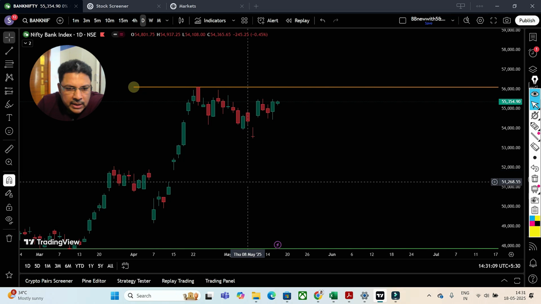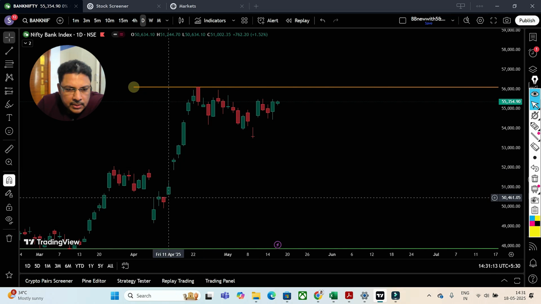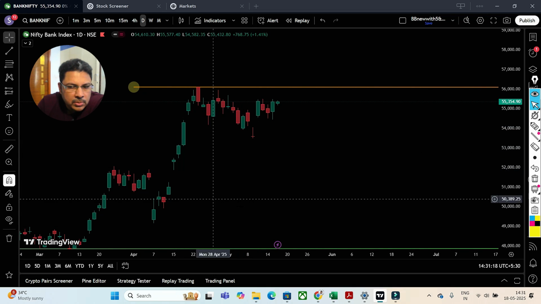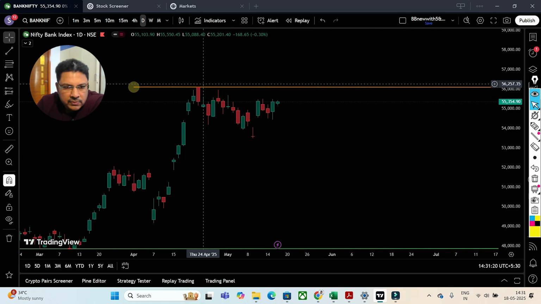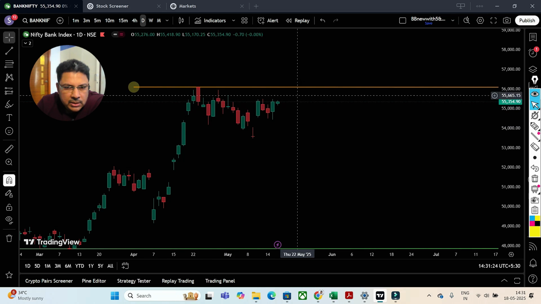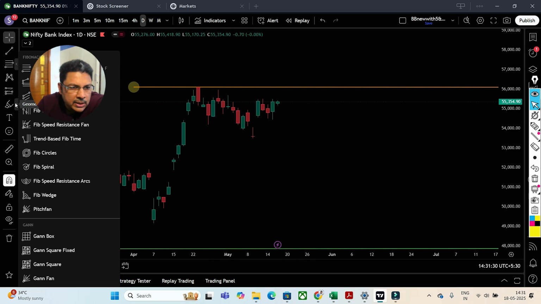So if there is a gap here, this is a gap, and this can be an order block. So if we have to mark an order block on a daily time frame, we can find multiple levels here. So I'm expecting it to break this level and go. That will be easy for Bank Nifty, but let's mark an order block here as well.